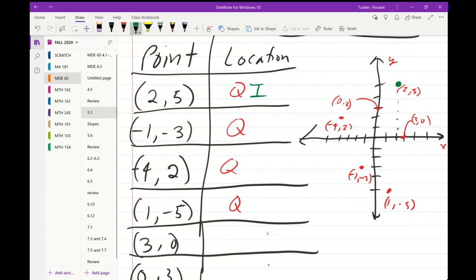All right. (-1, -3). Start at your origin. Go to the left 1, down 3. That puts us in quadrant 3. Two negative moves. Start at your origin. Go to the left 1, down 3. (-4, 2). Once again, start at your origin. Go to the left 4, up 2. That puts us in quadrant 2. Go to the left 4 and then up 2.